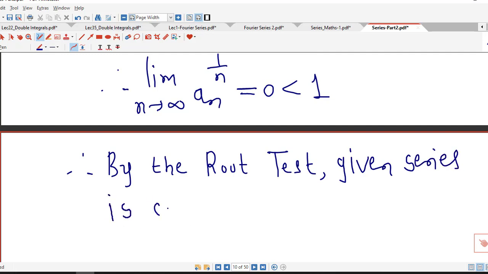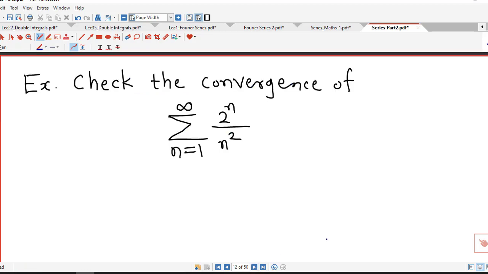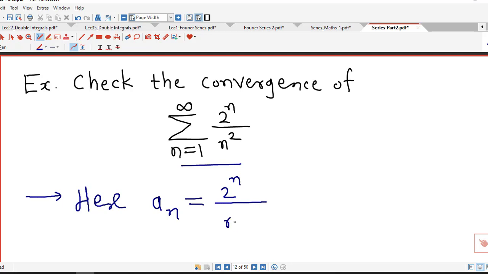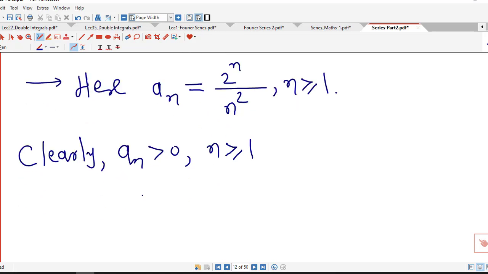So in this test, all we have to take care of is that we find the limit of the nth root correctly. And this is the last example which we will consider. Here the nth term is a_n equals 2 raised to n divided by n square. n is starting from 1 and this is positive for all n greater than or equal to 1. So this is a series with positive terms.